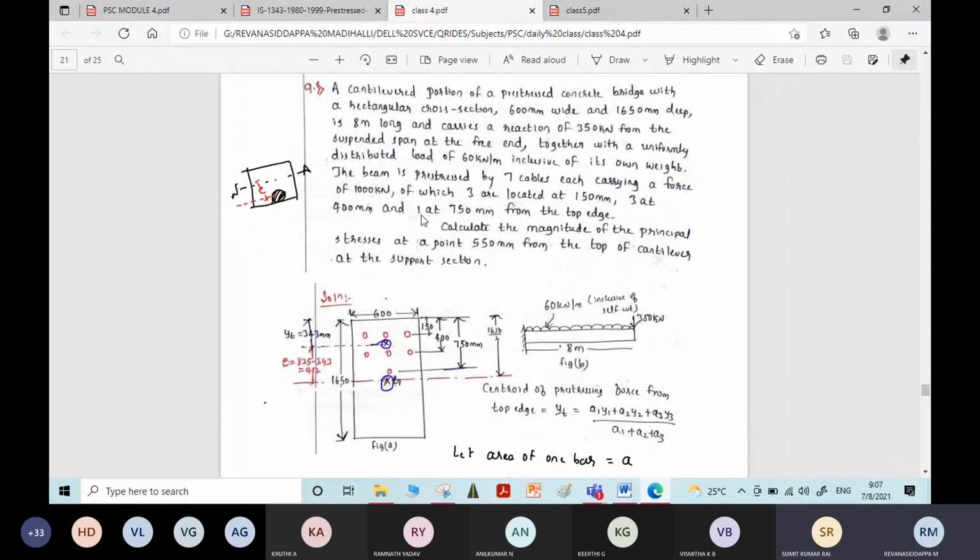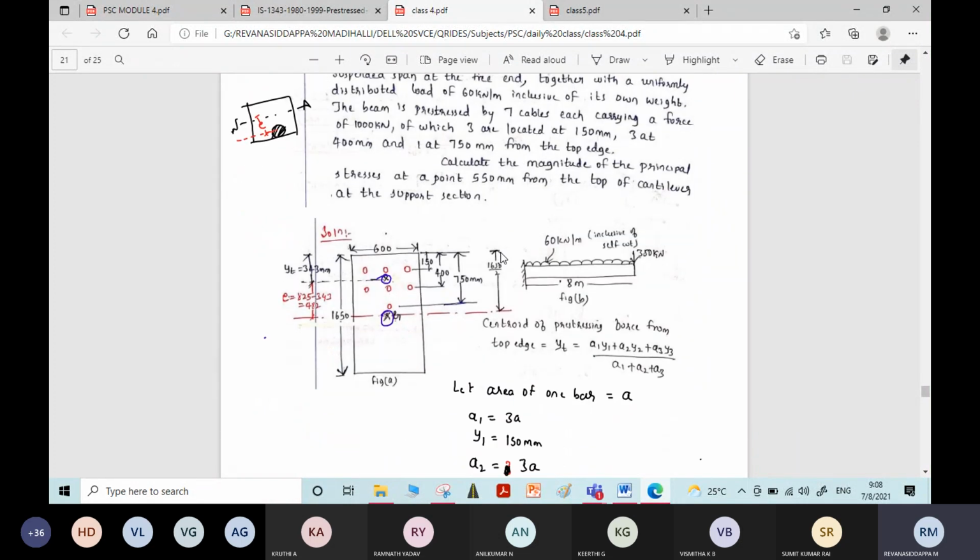7 cables, each carrying a force of 1000 kilonewton. All the 7 cables are placed at different locations. 3 cables are placed at 150 mm from the top of the beam, 3 cables are placed at 400 mm from the top, and the remaining 1 cable is placed at a distance of 750 mm from the top. That is mentioned in the problem. It is asked to calculate the principal stresses at a point 550 mm from the top of the cantilever at the support section.